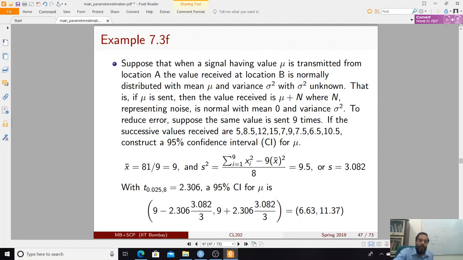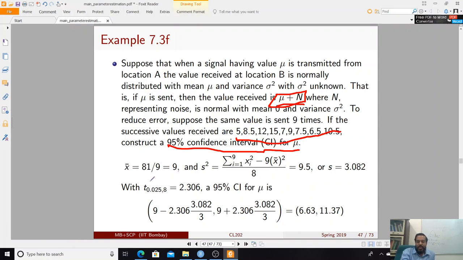Let's go back to our original problem of finding the value of mu, which however was obtained at location B not as mu, but corrupted with a noise, being mu plus n. In this case you neither know the value of mu, nor do you know the variance of this variable. The mean of this variable is mu and its variance is sigma square, and both of them are unknown. So all you have are these 9 realizations, the same values, the minimum value being 5 and the maximum being 15, and you're told to give a 95% confidence interval for the population mean mu.